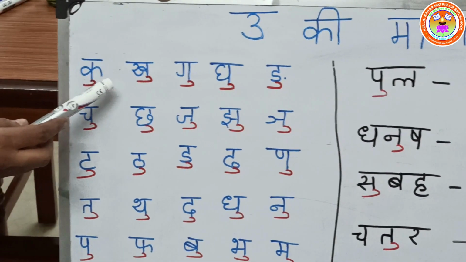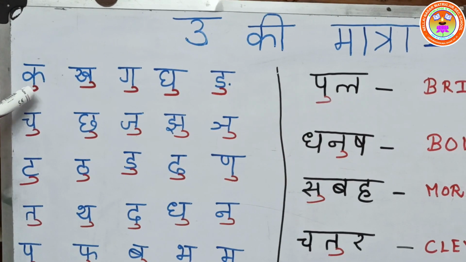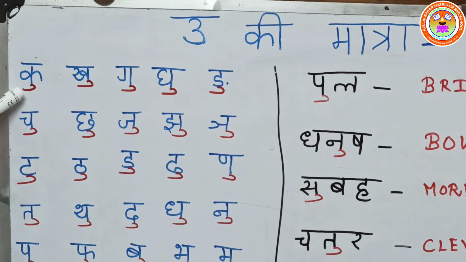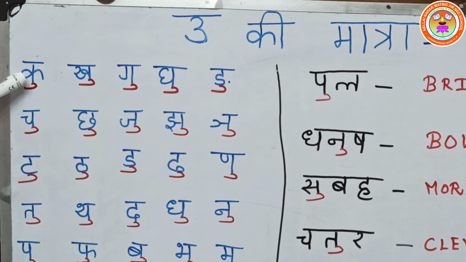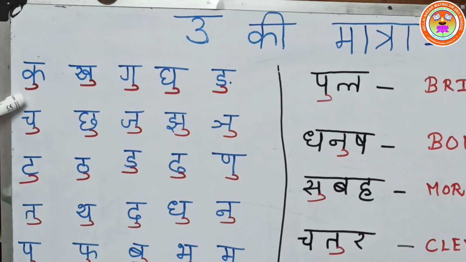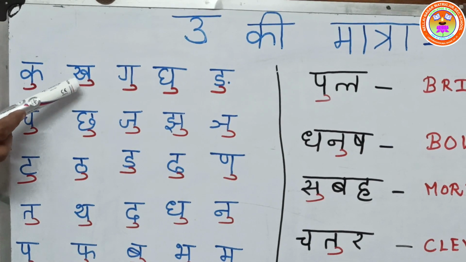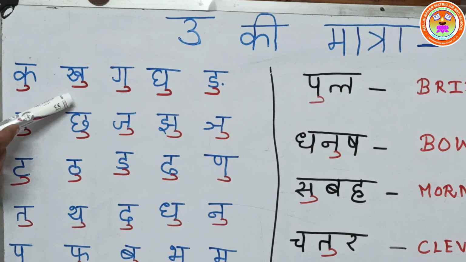Okay children, so what did I say? The symbol for U ki matra is to turn the C like this, below the line. When I add K with U ki matra, it becomes ku.